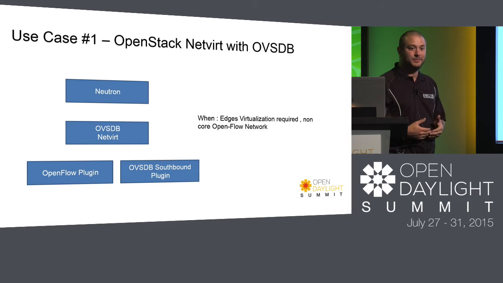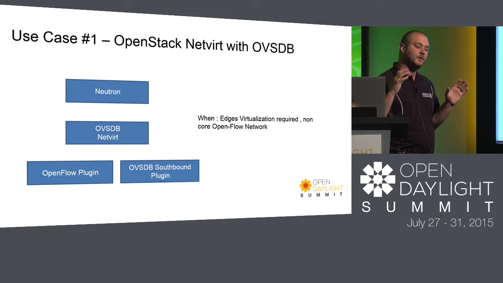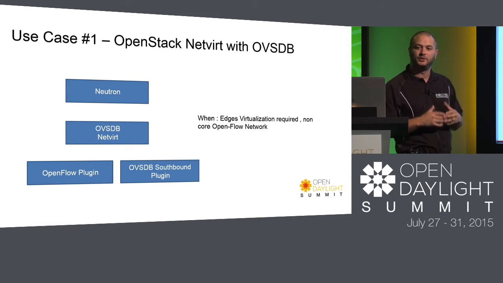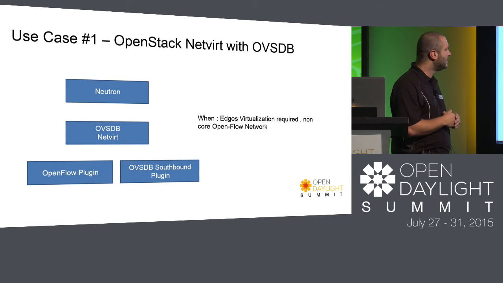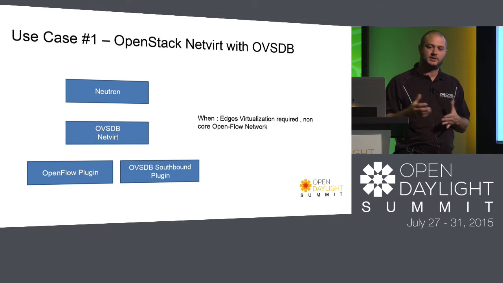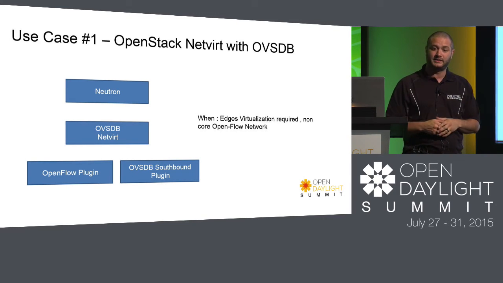OpenStack NetVirt with OVSDB is kind of the de facto use case. A lot of people have been deploying and asking for that, especially in the enterprise IT stack, where they want to have an OpenStack cloud but need a little more than just basic Neutron. So if you have a Neutron-based environment, you might wonder, why should I make a switch from the OpenVSwitch plugin, the actual direct OVS plugin, to an OpenDaylight installation?